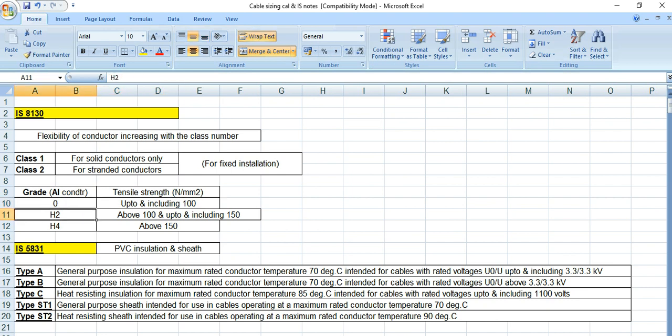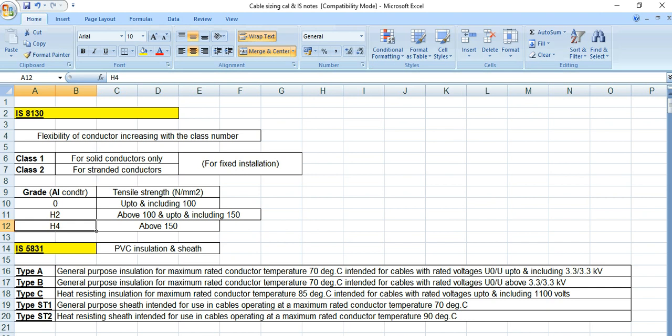If the grade is H2, the tensile strength of that conductor is above 100 and up to and including 150 Newton per square mm. If the grade is H4, the tensile strength is above 150 Newton per square mm. So basically these are the properties of the cable conductor material.